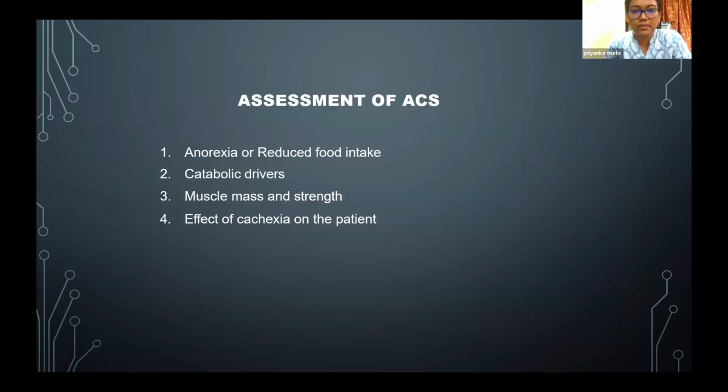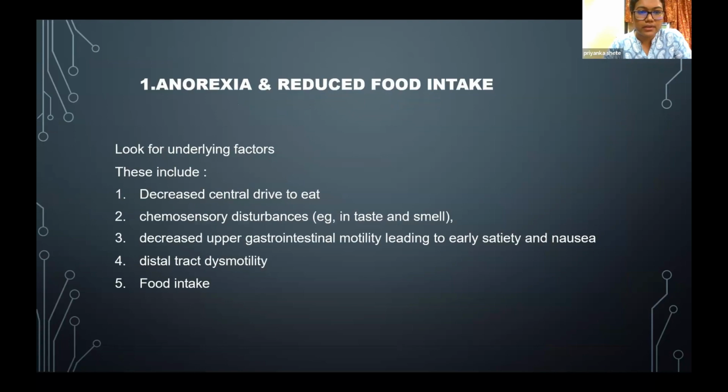Then let's see the assessment of anorexia cachexia syndrome. First, anorexia and reduced food intake, catabolic drivers, muscle mass and strength, and effect of cachexia on the patient. Then first, in anorexia and reduced food intake, look for the underlying factors.